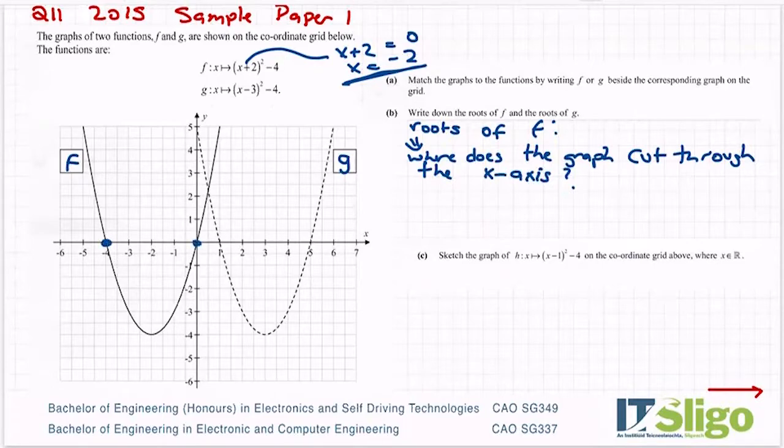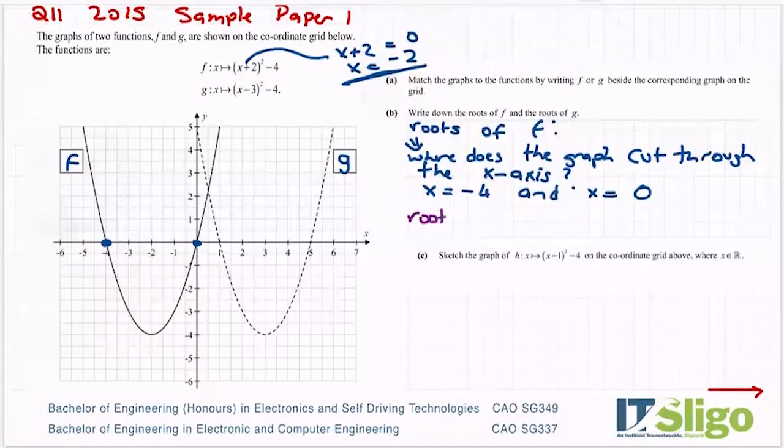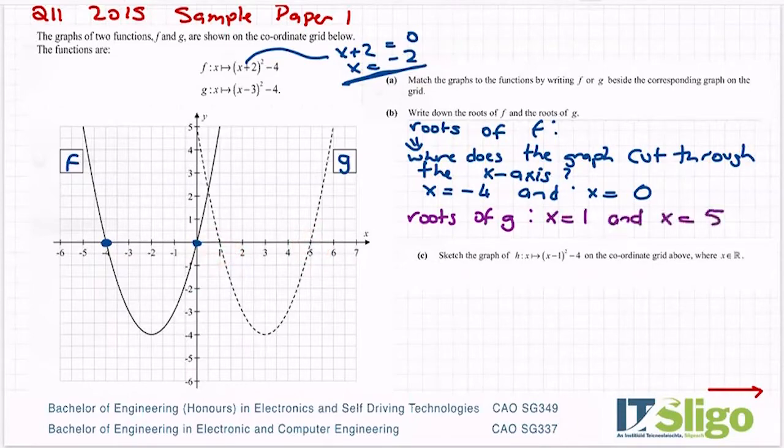Okay, so if I was to solve that, if I was to multiply out the brackets in this one, I would get a normal quadratic. And if I was to solve it, you will actually get x is equal to minus 4 and x is equal to 0 as the two answers for f of x. Okay, roots of g. Where does g cut through the x-axis? 1 and 5. X is equal to 1 and x is equal to 5.